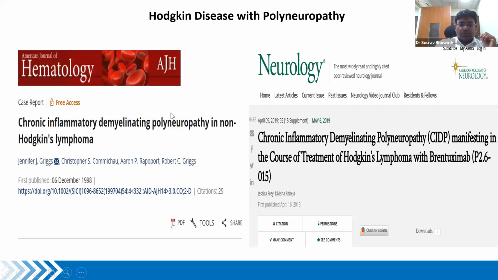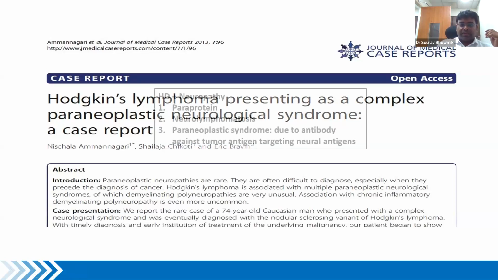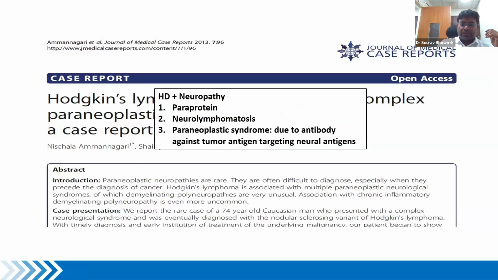There are very few case reports where there is an association of polyneuropathy with lymphoma, and most of them were with non-Hodgkin lymphoma. But a single case report was there where Hodgkin lymphoma subsequently developed polyneuropathy, and a few case reports show that Hodgkin lymphoma presented as a complex paraneoplastic neurological syndrome. The possible causes of Hodgkin with neuropathy might be a Hodgkin paraprotein, or neurolymphomatosis, or a paraneoplastic syndrome due to antibodies against the tumor antigen, which target neural antigens.